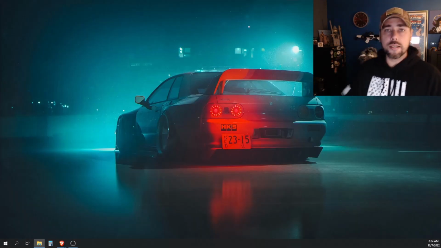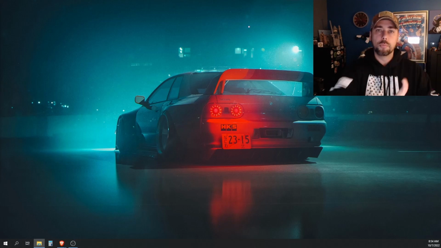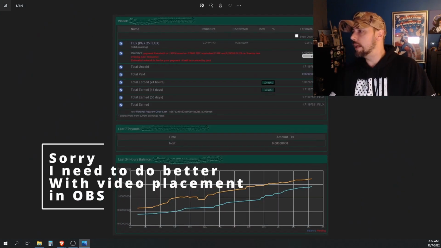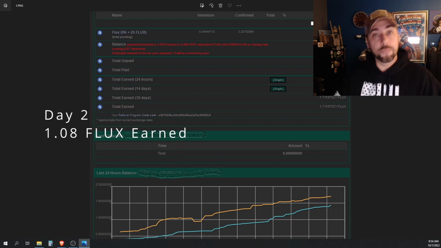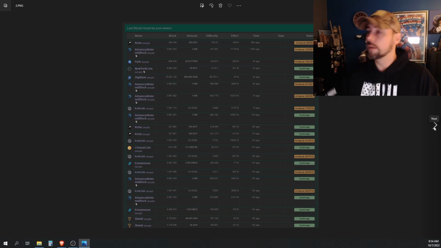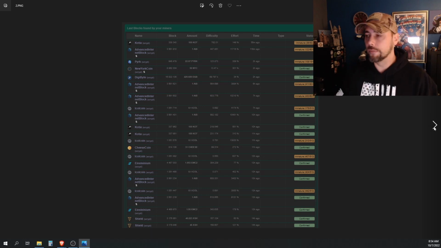All right, so on day two was mining both ASICs poolside. And it was a little bit cooler outside, so everything ran a little colder as well. Looks like day two mined 1.08 flux in a day. Different blocks found by the miner, of course. Nothing is solo. This last column here, type, outlines if it's solo or not. Well, I'm not mining solo on this day, so it doesn't matter.